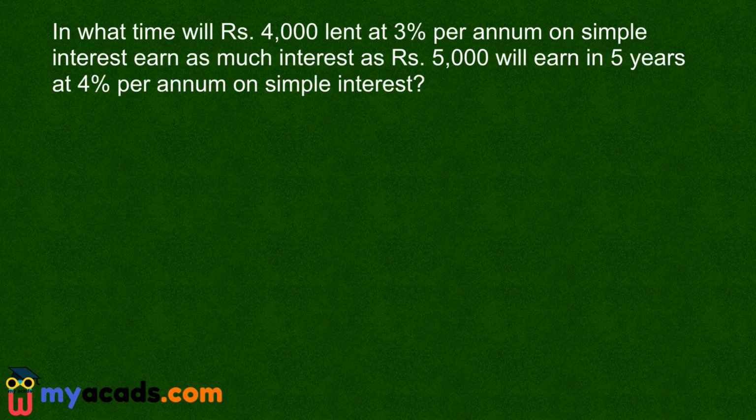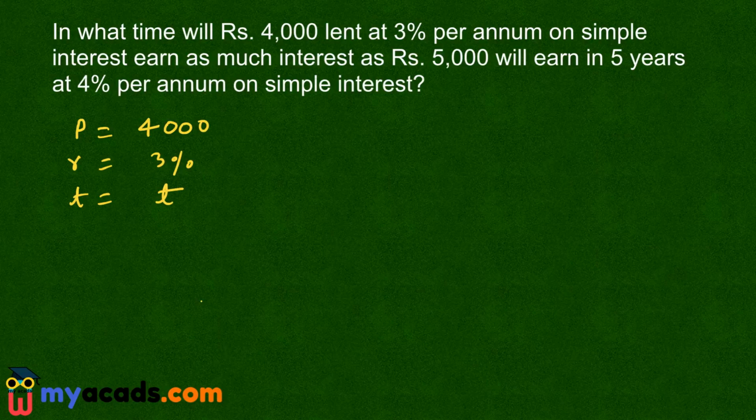Let's solve this question. In what time will rupees 4,000 lent at 3% per annum on simple interest earn as much interest as rupees 5,000 will earn in 5 years at 4% per annum on simple interest? So in my first case, the principal is 4,000 and the rate of interest is 3% per annum. The question says, in what time? So let the time period be T.